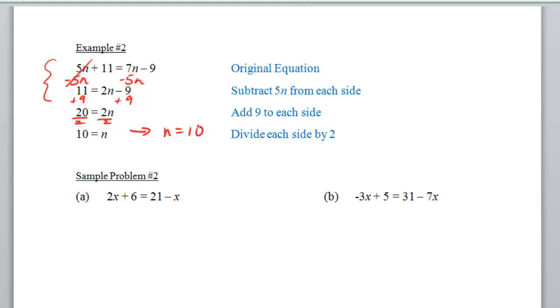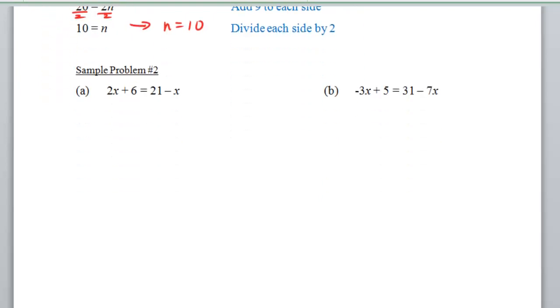But we definitely want to combine all of the variable terms together that are like terms before we start to isolate that variable. So in sample problem 2 we have two parts, a part A and a part B. So go ahead and take time now to work those two sample problems and then come back for the demonstration.